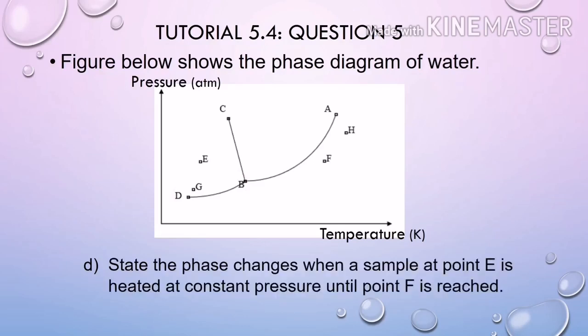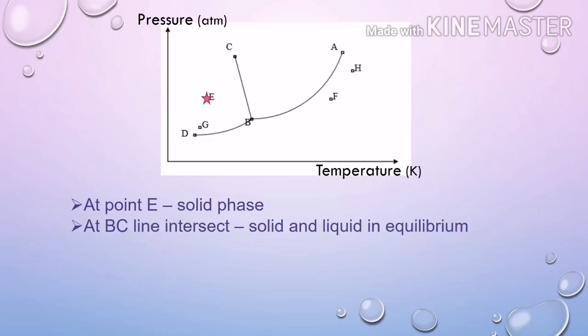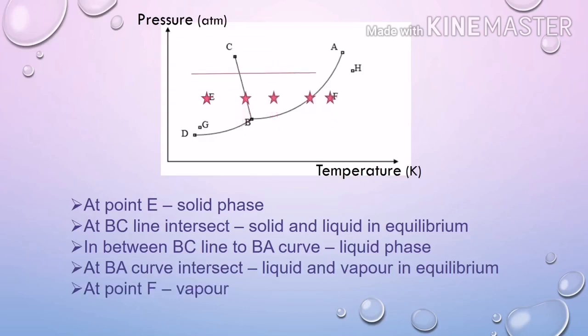For question D, state the phase changes when a sample at point E is heated at constant pressure until point F is reached. The answer is, at point E, the sample is in solid phase. When it reaches the BC line intersect, the sample is in solid and liquid equilibrium. In between the BC line and the BA curve, the sample is in liquid phase. At the BA curve intersect, the sample is in equilibrium between liquid and vapor. Finally, when point F is reached, the sample becomes vapor.